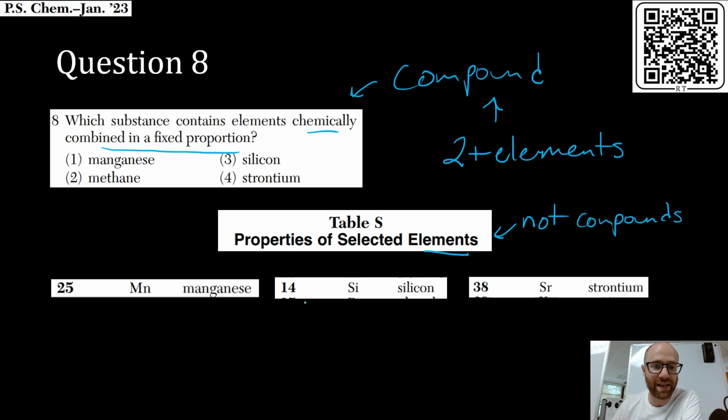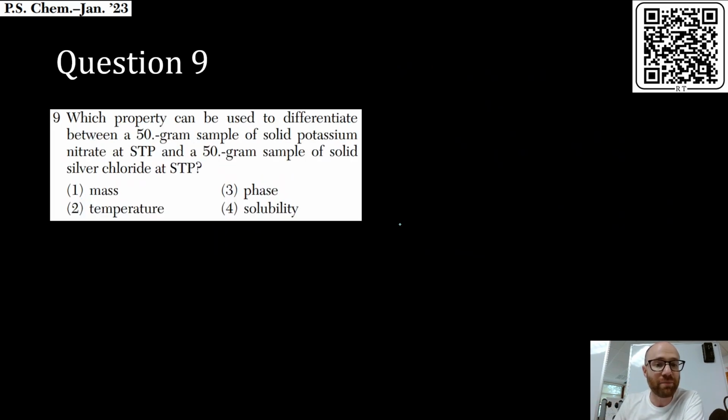Strontium, silicon, and manganese are all on your table, so none of those are the answer, leaving choice 2, which is methane. If you do remember your organic chemistry, methane should jump out at you as a hydrocarbon, which is a compound of carbon and hydrogen. Again, it's a compound.